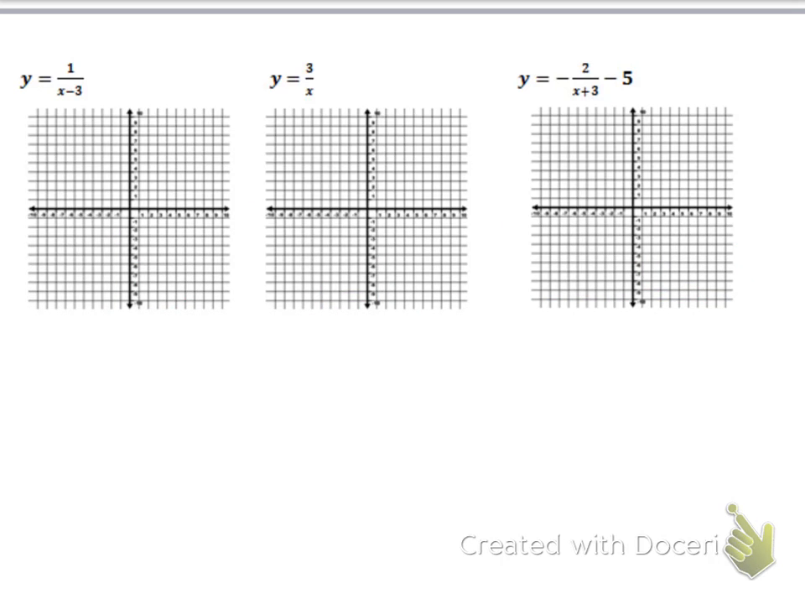Okay, so this one, it's sitting on the inside, so it's actually going to go right 3. So remember, when I pull that 3 out, it flips. I have no value out here, so it's going to be 0. So I go right 3, 0, and I build my asymptote off of that.